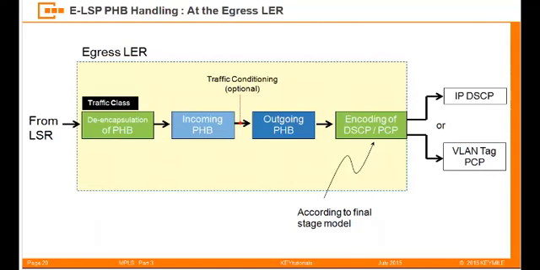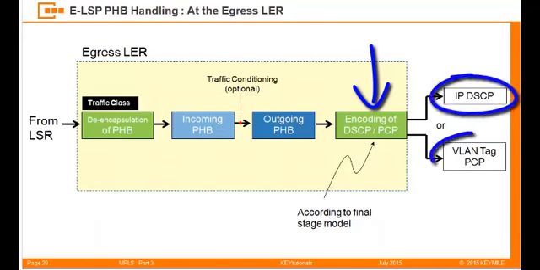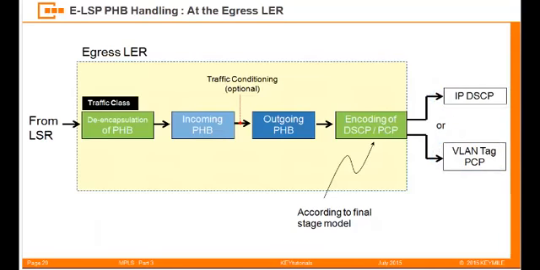The last section is to encode the PSC into the customer diffserv code point, or PCP. But how the egress LER operates at this final stage is determined by one of three final stage models, which we will look at now to finish.